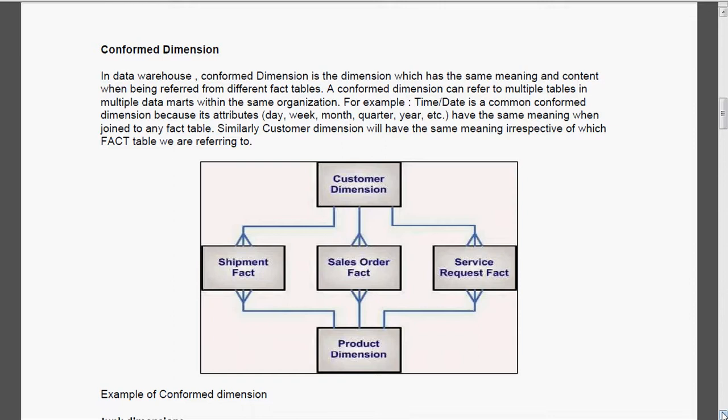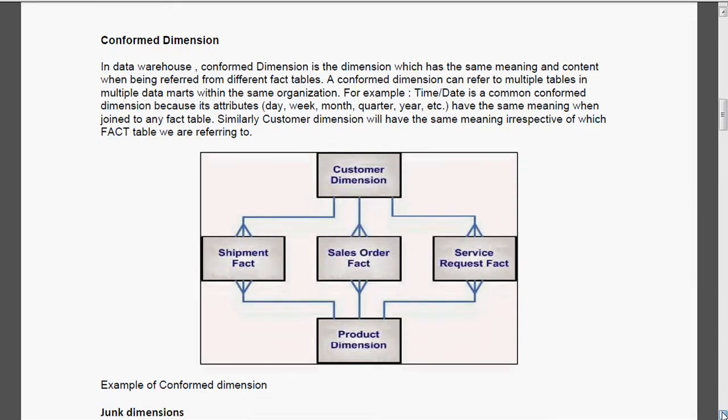A conformed dimension can refer to multiple tables. For example, date dimension is a conformed dimension because its attributes day, week, month, quarter, year, etc. have the same meaning when joined to any fact table. For example, the customer dimension is getting shared between the shipment fact, sales order fact table, and service request fact table. And similarly the product dimension also.